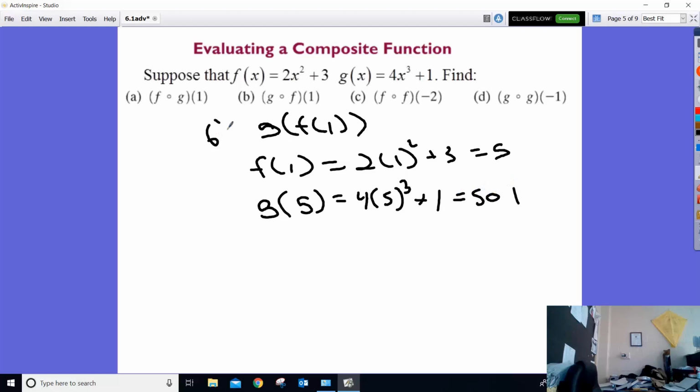That was B. The example I care to do is D. D is g composed of g composed of negative 1. Something you plug back in yourself. So we're going to find g of negative 1. Why don't you guys spend a few seconds of your life finding g of negative 1?